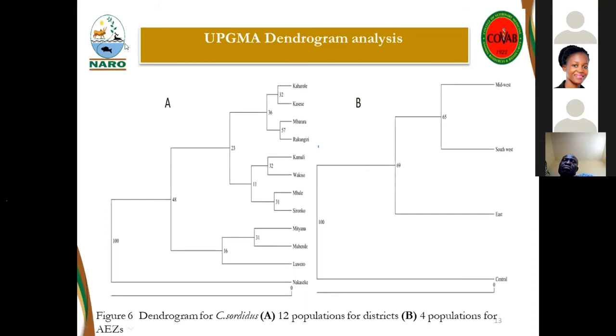So when I constructed the UPGMA dendrogram, populations from across regions clustered together, with the exception of Wakiso. That tells you the Wakiso population was probably a result of transportation of planting materials from another region. That's why you find it incorporated along the eastern region populations. And this was also observed by Tsi et al. 2019. He also found the same thing when he was using AFLP markers. So basically, this is a dendrogram for populations grouped across districts and across regions.